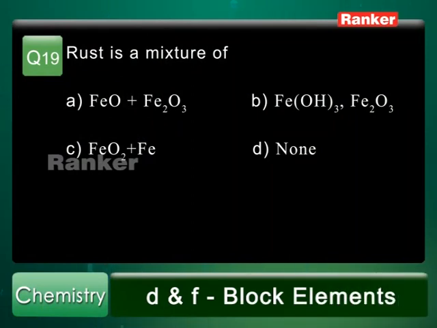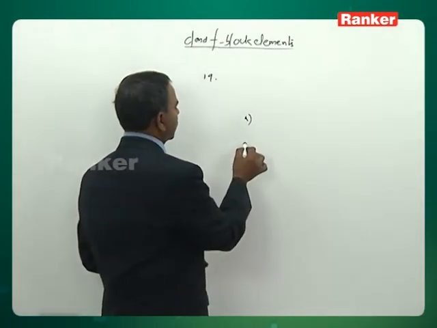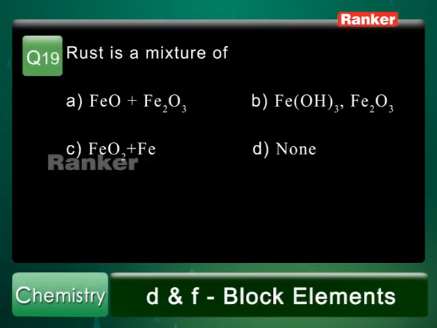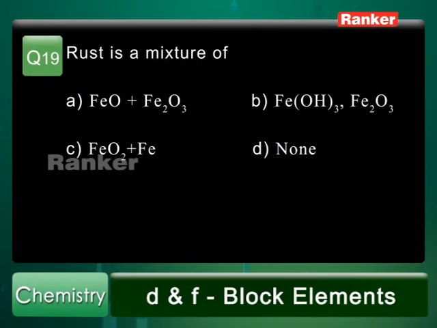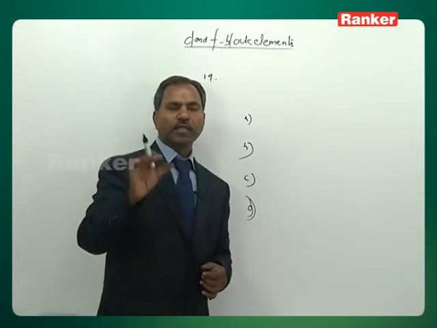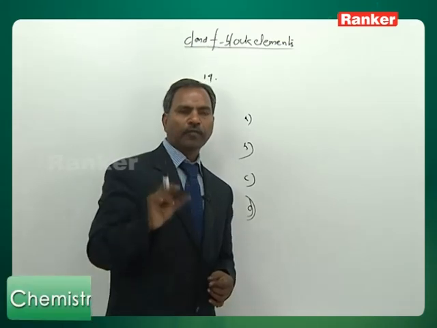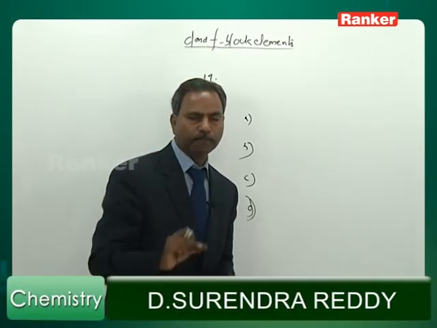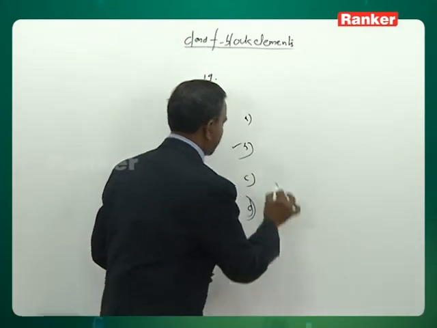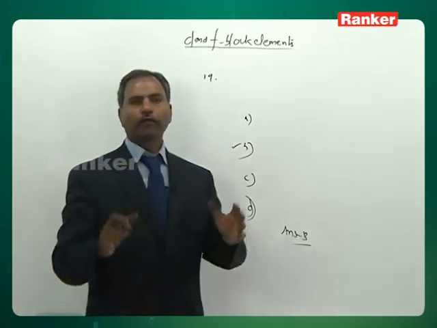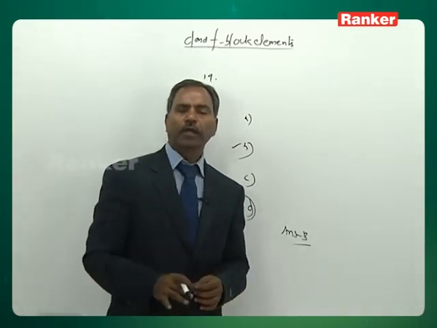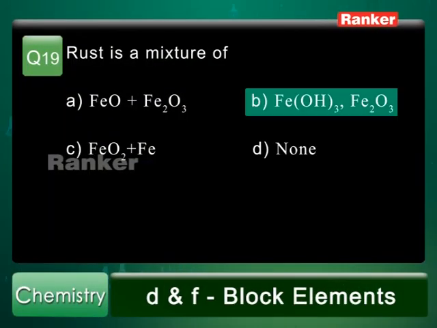Option A is given as FeO and Fe2O3. Option B is given as ferric hydroxide and ferric oxide. Option C is given as FeO2 and Fe. And D is given as none. So here, as I said, rust is a mixture of ferric oxide and ferric hydroxide. Therefore, the answer is option B. Remember the exact composition of rust: it is a mixture of ferric oxide and ferric hydroxide.